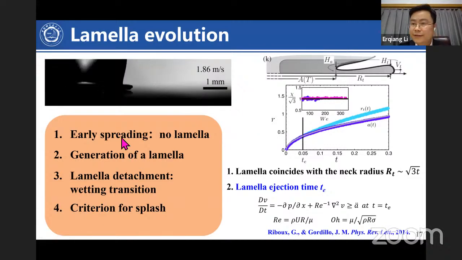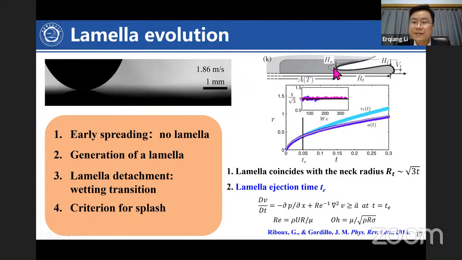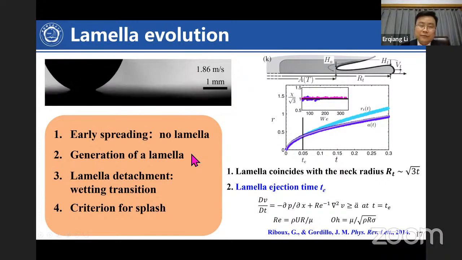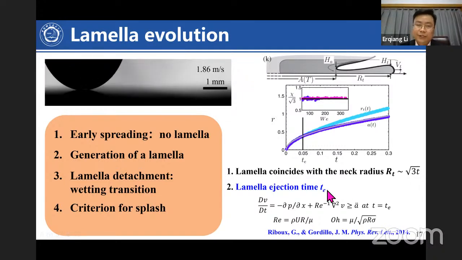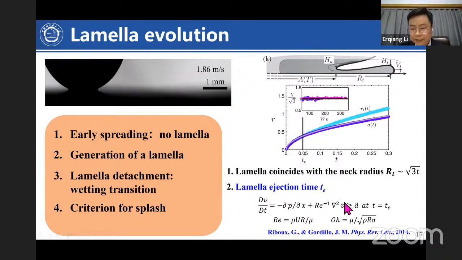First, we call it early spreading. Early spreading is when the droplet hits the solid surface and its neck grows. Before the liquid comes out, you just see the neck growing, so it's called early spreading. There's no lamina. But at a certain time, some liquid comes out from the neck region. That means the lamina radius is larger than the neck radius. We call it generation of a lamina. The time the lamina is produced is very important. They denote it as t_E, the ejection time, and it is calculated by this equation.